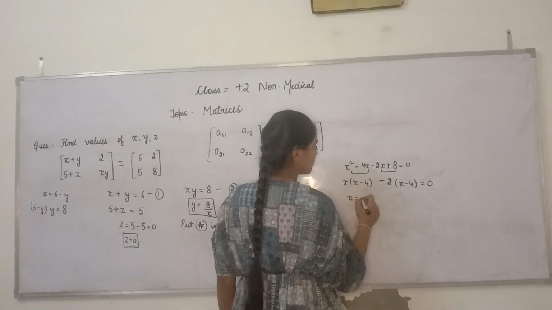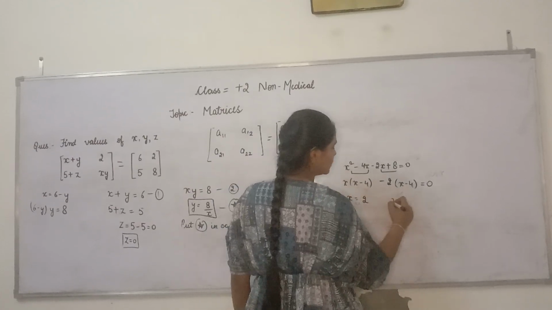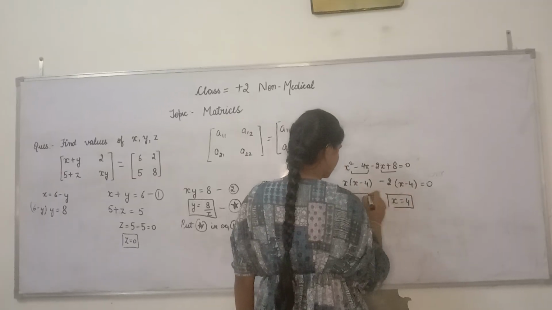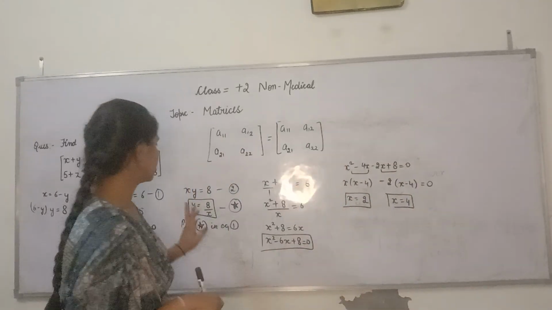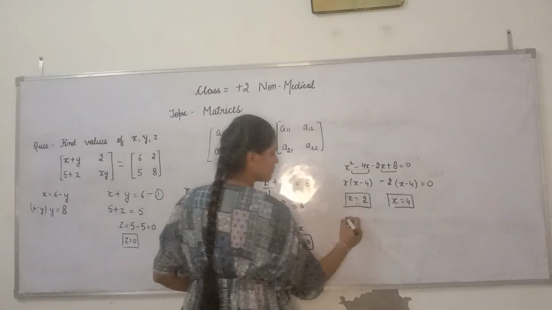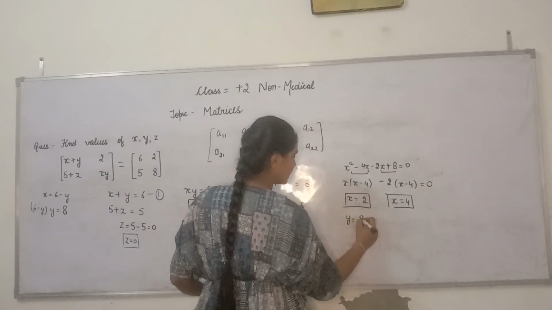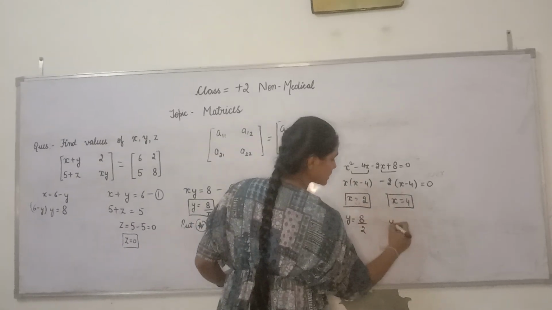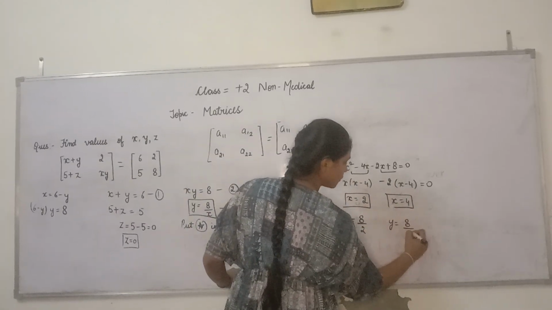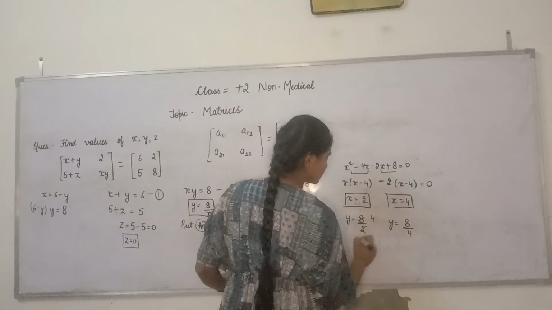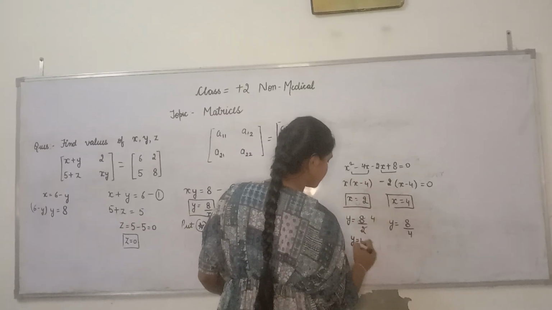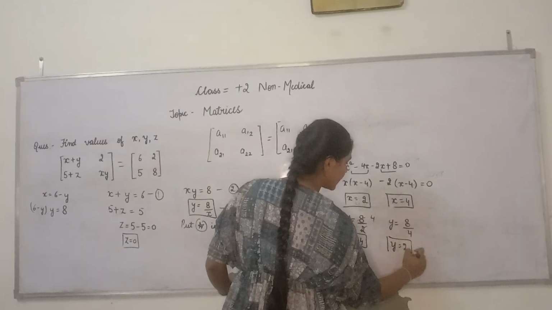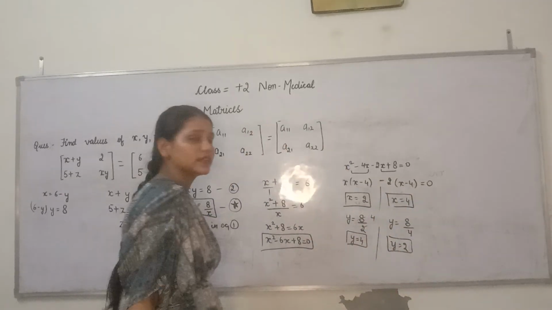We have two values of x, that is x is equal to 2 and x is equal to 4. So we will put this value in this equation, that is y is equal to 8 upon x. For x equal to 4, y is equal to 8 upon 4. It should be y is equal to 4 and y is equal to 2. We have to get which value should be put.